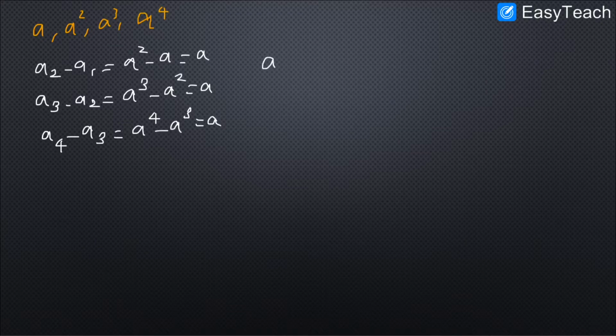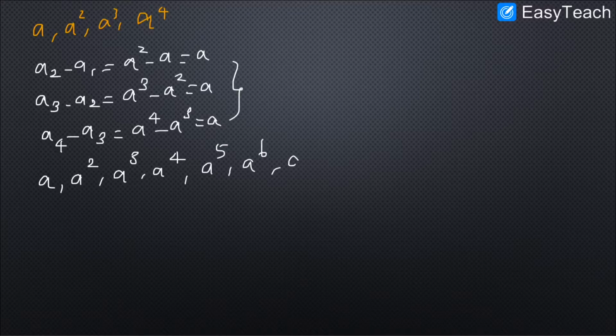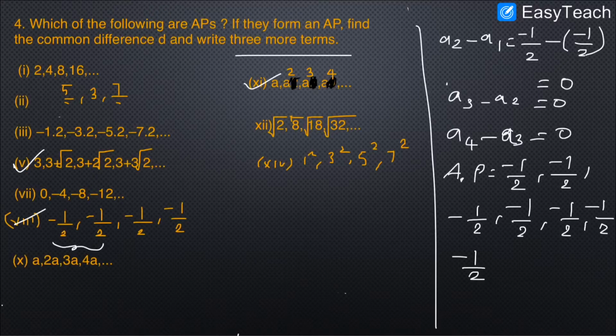So here is how I did it. A2 minus A1 means, for A, you just subtract the exponents, 2 minus 1, which is A. This is how I did the rest of the numbers. So we can say this is in AP. So what is the next term? After A square, A cube, A4, we can directly write A5, A6, A7.